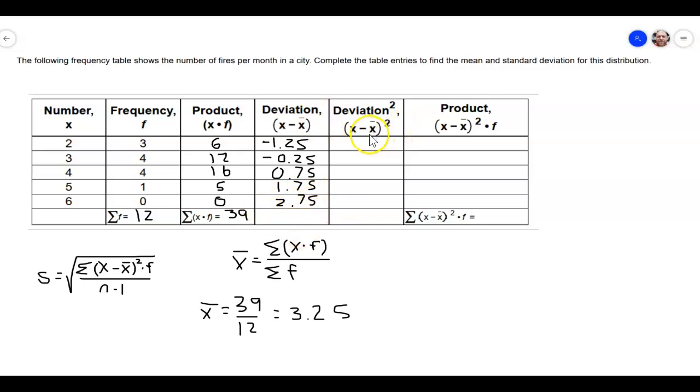The next thing it says is we take each one of these deviations and then we're going to square them. So now we need to square each one of those values. Now remember, when you square a value, it always becomes positive because a negative times a negative is positive, and a positive times a positive is positive.